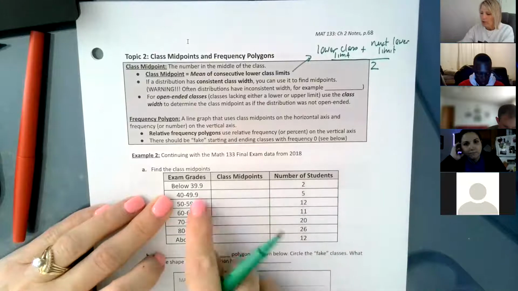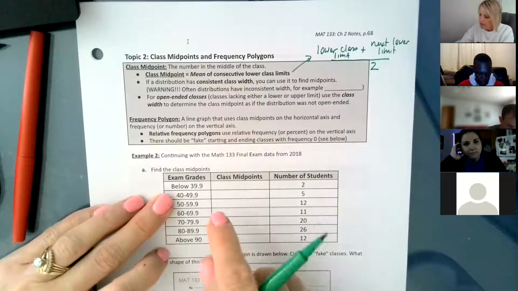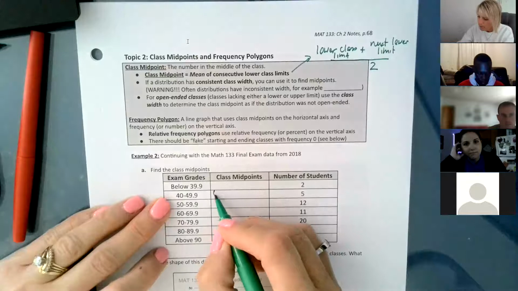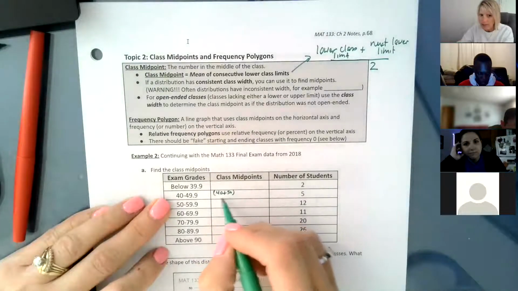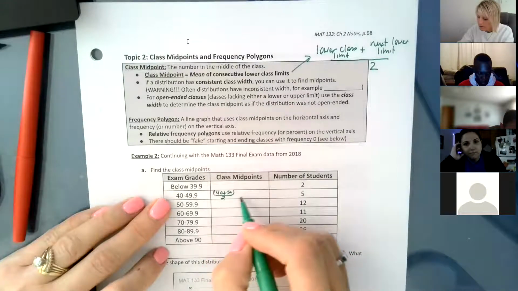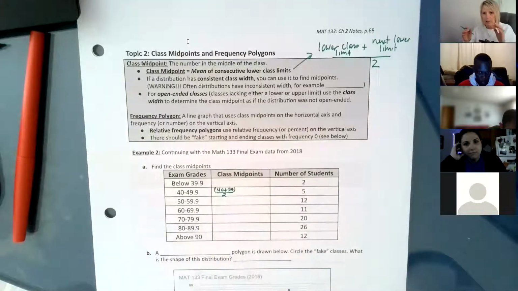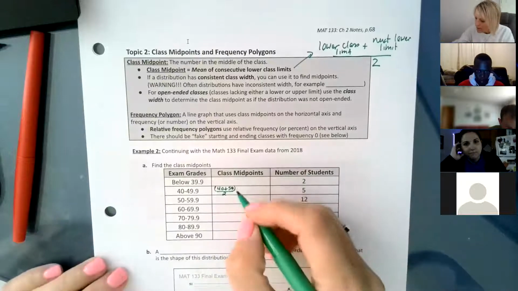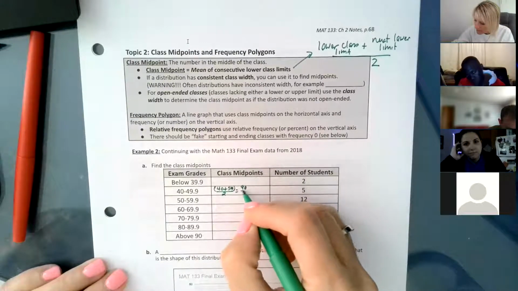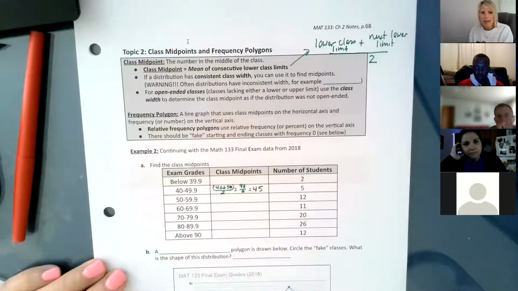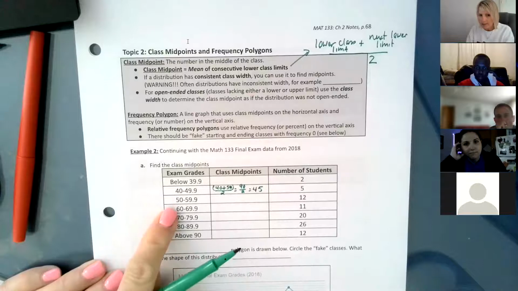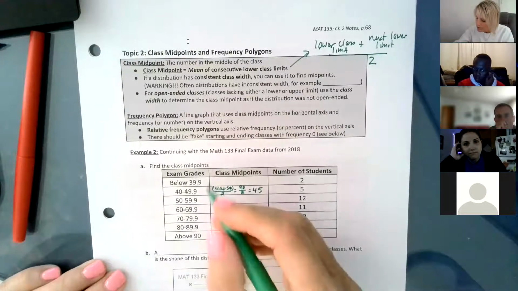Okay, so let's start with the one that has 40. This class midpoint is going to be 40 plus 50, the next lower class limit, divided by 2. Make sure that you do the numerator all together. So 40 plus 50 is 90 divided by 2, 45. So that one's 45. Yep. And we could go on and say 50 plus 60 divided by 2, right? If we wanted to.